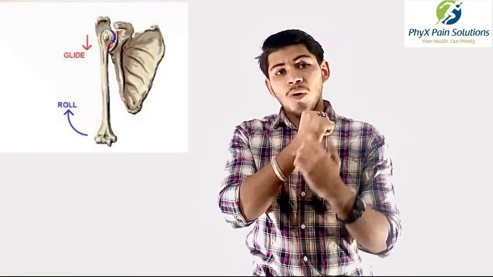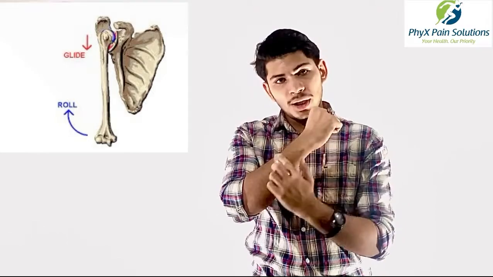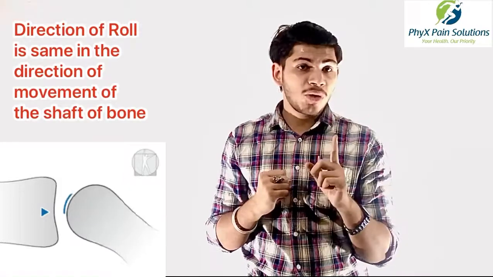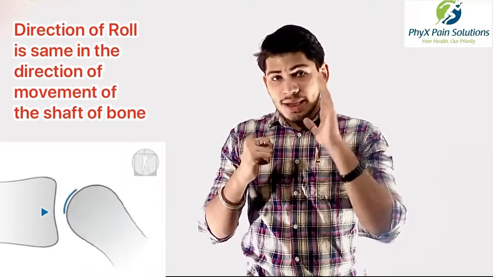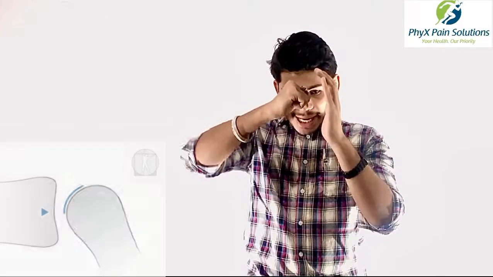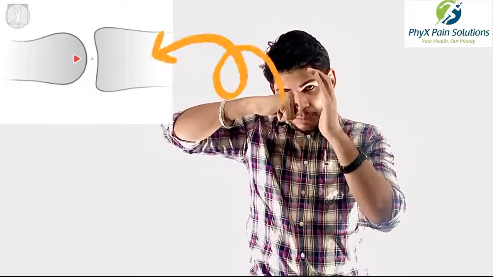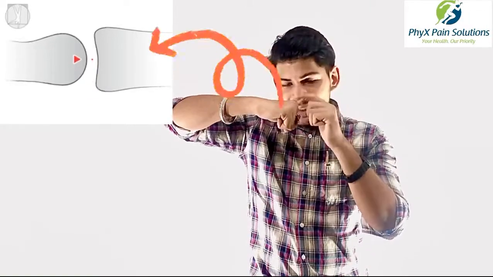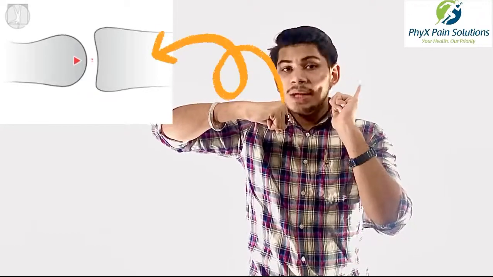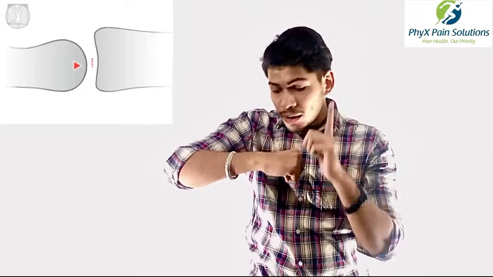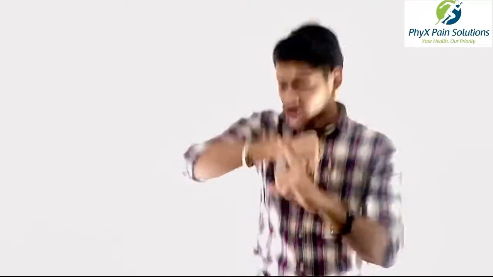The direction of roll will always correspond to the shaft of the bone. The direction of shaft movement will decide the direction of the roll, whereas for the glide component, you can see that as I am abducting my arm in the superior direction, the articulating displacement between these bones, the head of the humerus, is moving downwards and the shaft is moving upward. And as I already mentioned, the direction of the shaft of the bone will decide the direction of roll.